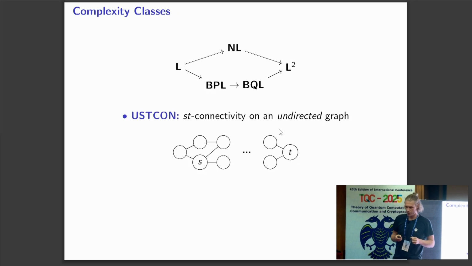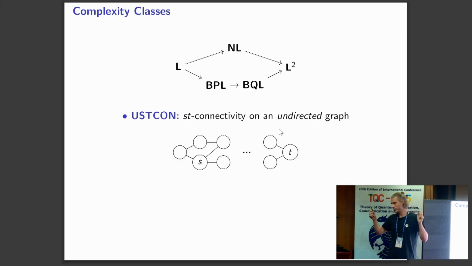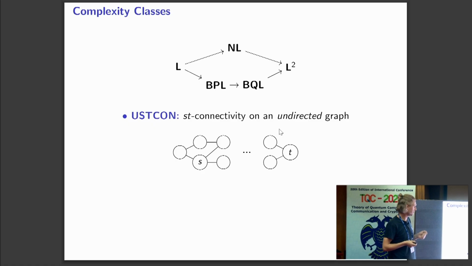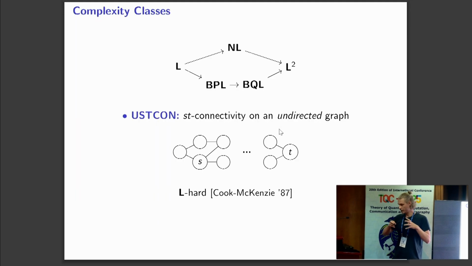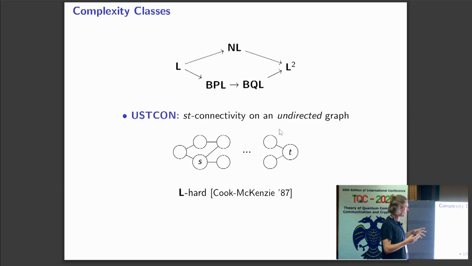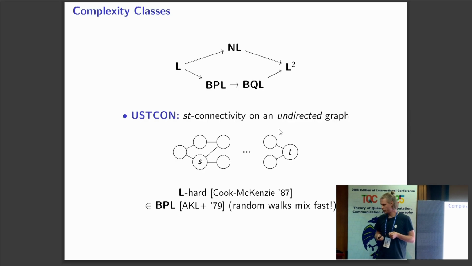You can make this problem at least seemingly simpler by considering an undirected graph. Okay? So now on the input tape, again, we are given a graph, but now this graph is an undirected graph. And again, we want to decide whether S is connected to T. Now this problem, all of a sudden, is still L hard. So it still characterizes at least as hard as L, again, through some configuration graph argument. But more interestingly, this problem is in BPL.